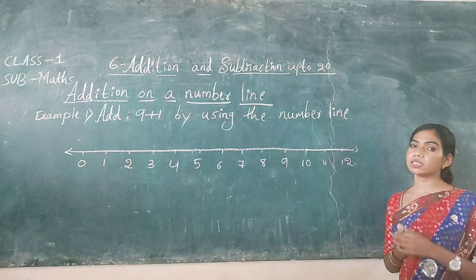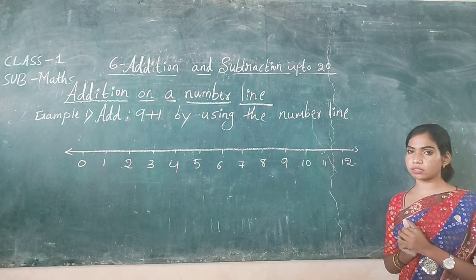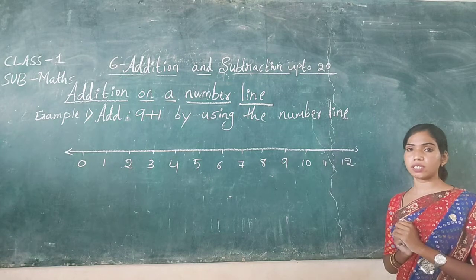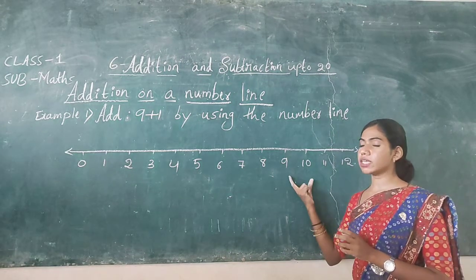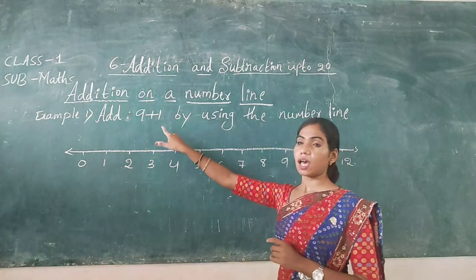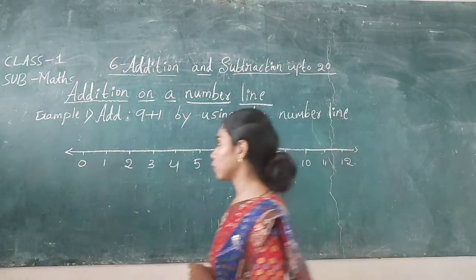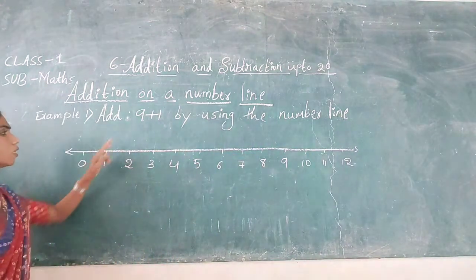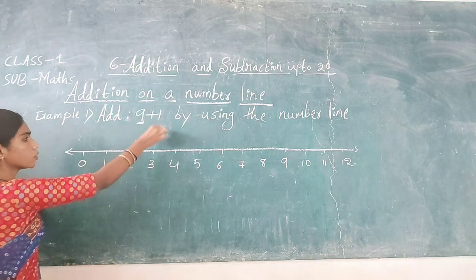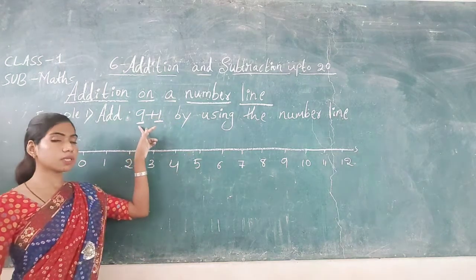And remember one thing, the numbers on the number line should be at the same distance. All the numbers on the number line should be at the same distance. Okay? So it is a number line. Add 9 plus 1. In the 9 plus 1, 9 is the first number, 1 is the second number.